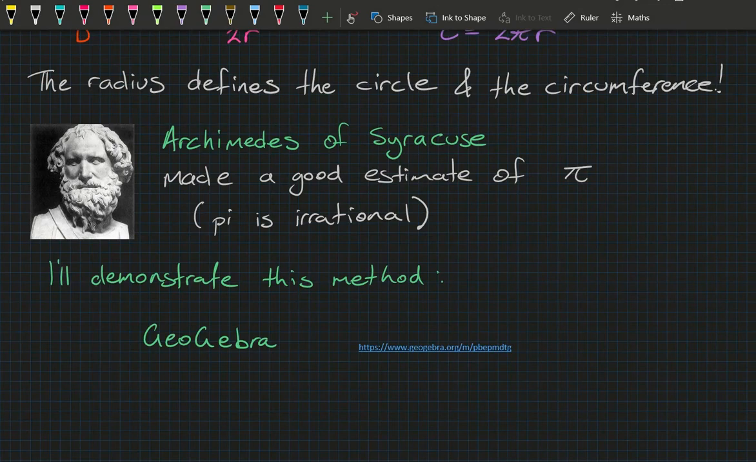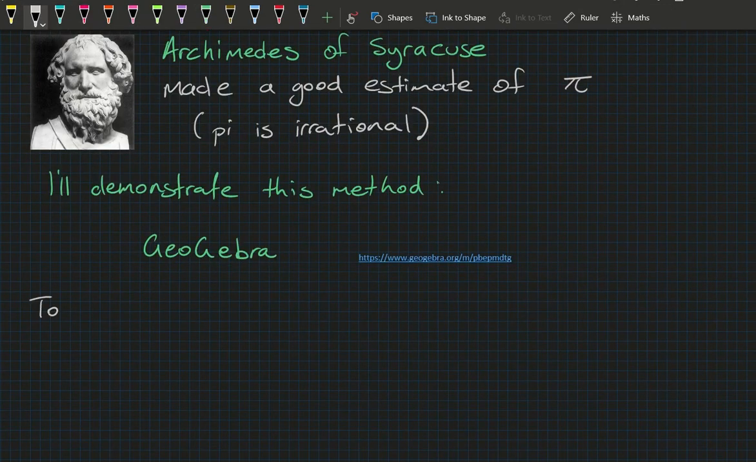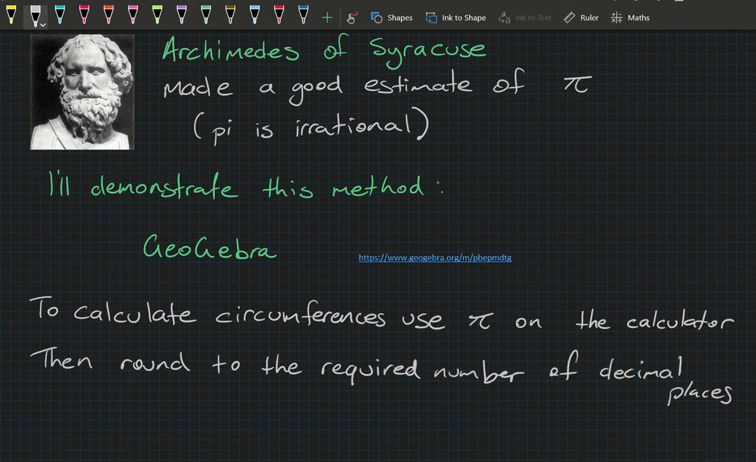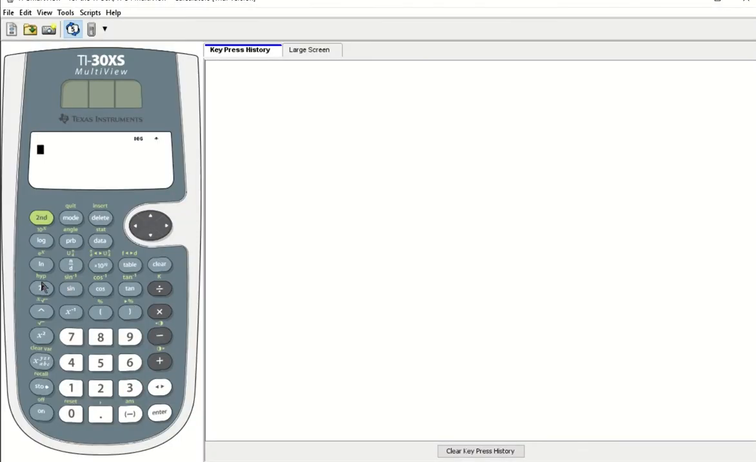When you're asked to figure out the circumference of a circle, you certainly don't need to use Archimedes' method to figure out pi. You just need to use the pi function on your calculator, like a normal number, and then round to the required number of decimal places. So for those of you who are using the green calculator, you can find the pi button here, just where my mouse is pointing, if you press pi.